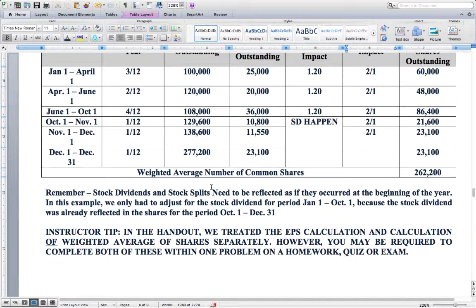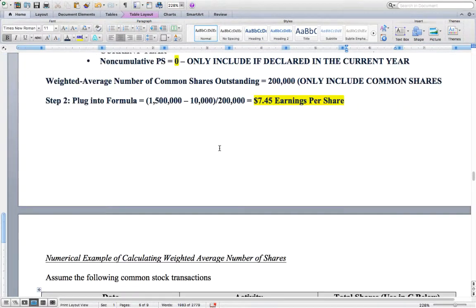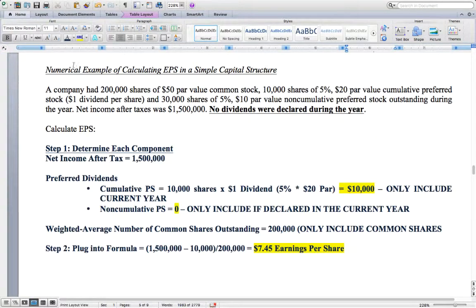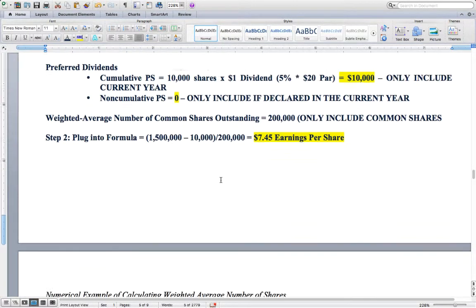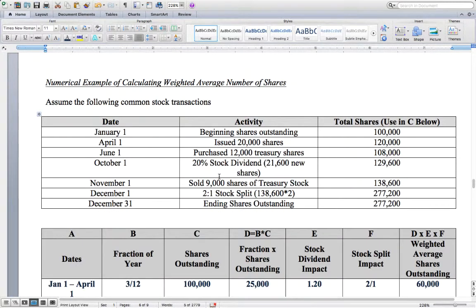In the handout, we treated the EPS calculation and the calculation of the weighted shares separately. However, you may be required to complete both of these within one problem. So for example, I may give you the same similar type of information, but I may not give you the company at 200 shares outstanding. I may make you calculate that number and then combine these two processes to calculate the earnings per share. So make sure you are able to calculate the basic EPS given the example we went through, and also be able to calculate the weighted average number of shares.